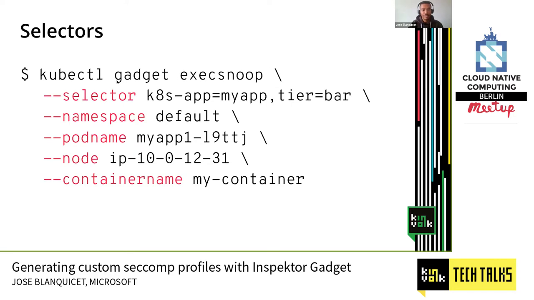For example, executing the execsnoop, you can use the selectors I mentioned before. We have the labels, namespace, pod. You can use all of them, or just a few of them. It depends on your needs. This is how we can use Inspektor Gadget from the command line.